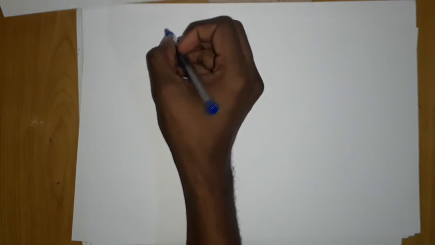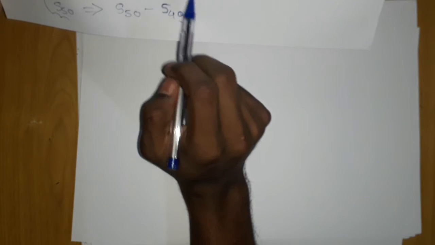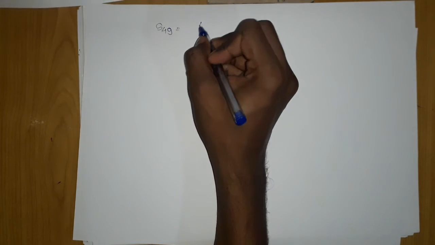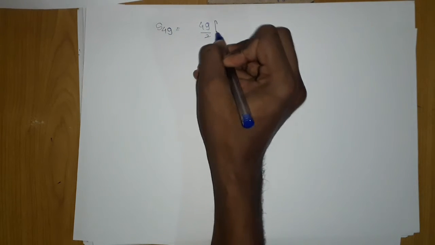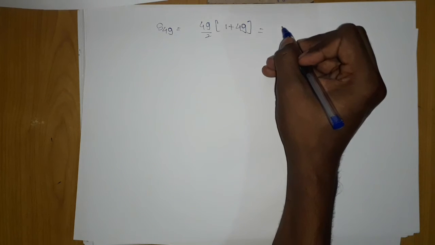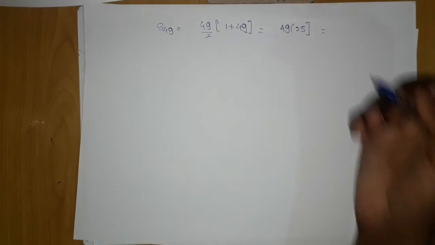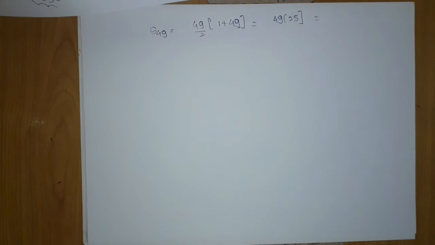So S49 will be, this is in AP or GP? It is in AP. So how we do it: 49 by 2 bracket first term plus last term. This is the shortest way, so we are doing this 49 into 25, right? So let me calculate what it is. Let me calculate the number.